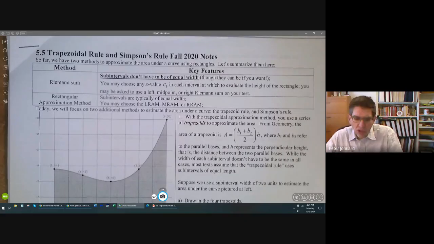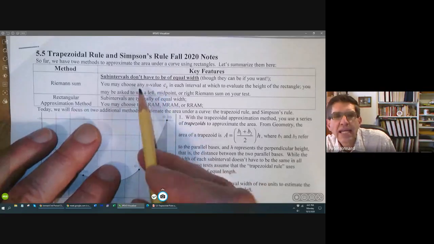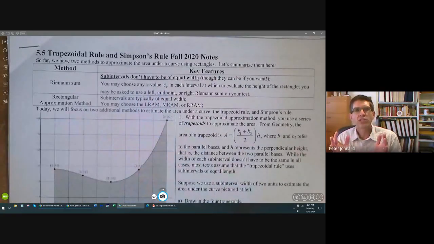And then, as you know, this value C is choose. You can choose any X value, C sub K, in each interval. So C sub 1 would be within the first interval, the first rectangle. You would evaluate at some value of X the height of that rectangle, and so on. And you might be asked on the test to use a left, midpoint, or right Riemann sum.